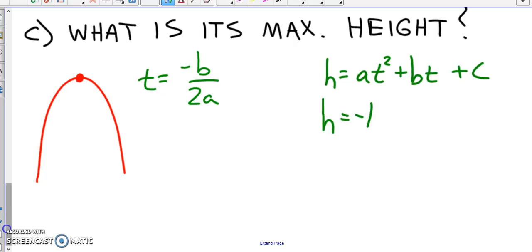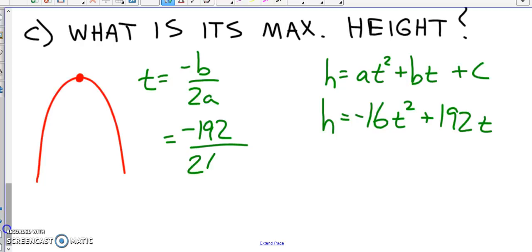Well, we had h equals negative 16t squared plus 192t. So in our case, b is 192 and a is negative 16. So this would be negative 192 over 2 times negative 16. So negative 192 divided by negative 32 is 6. Well, that seems awfully short for a rocket. But remember, that's t, so that's times. That's 6 seconds.